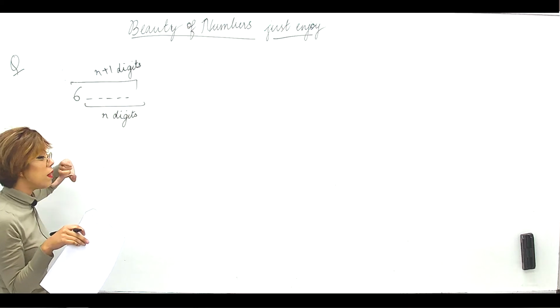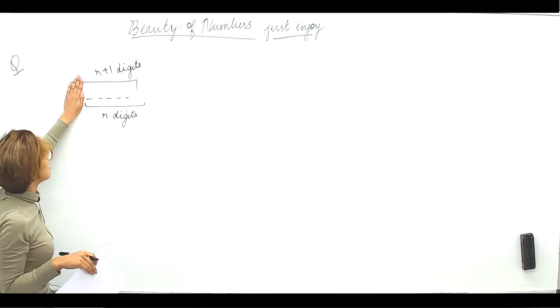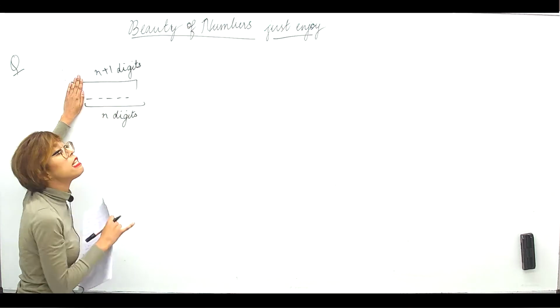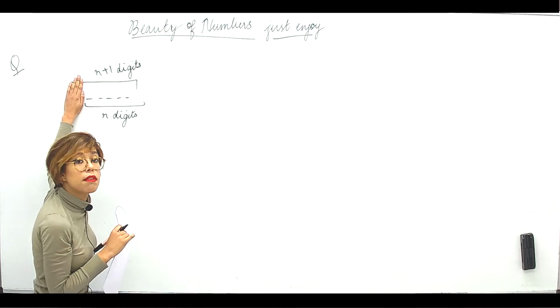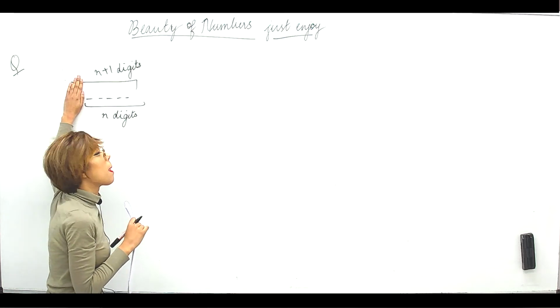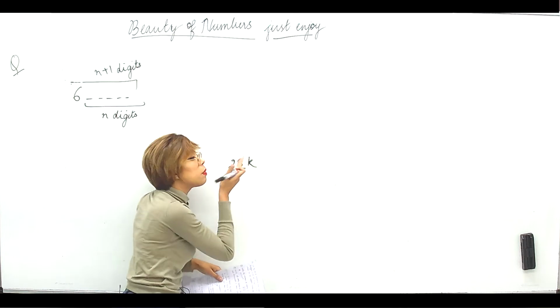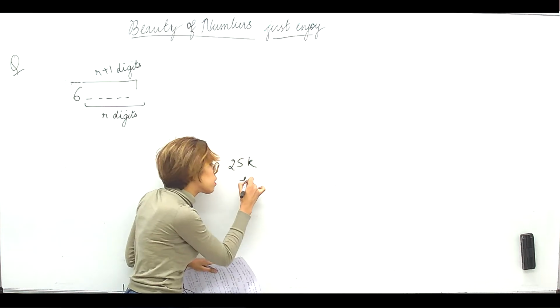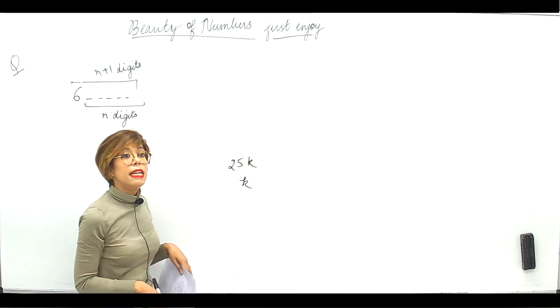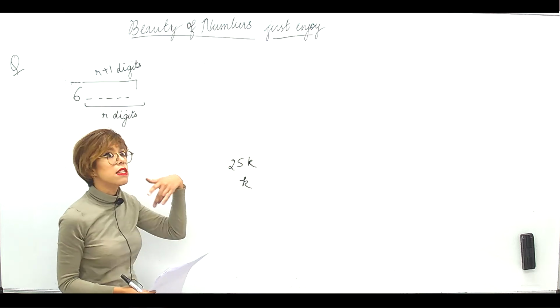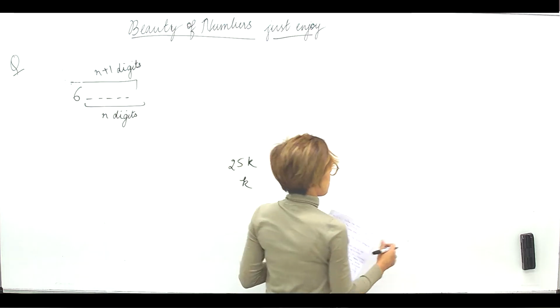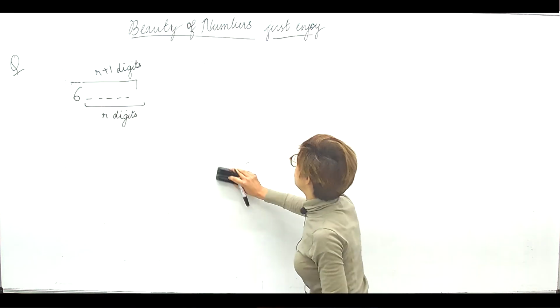Let's try to understand what it means. If I hide 6, this new number has decreased 25 times. If earlier the number was 25k, now the number is just k. It decreases 25 times. Okay, so I understand that.